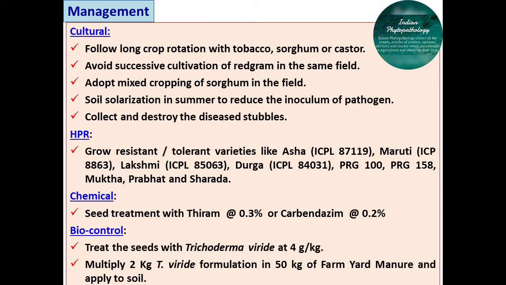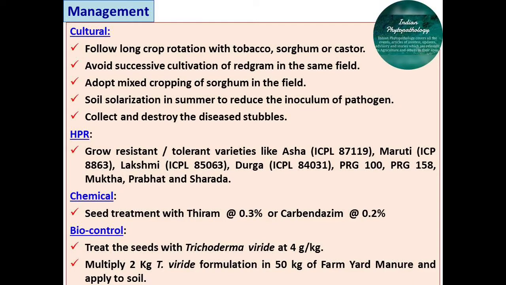And if you want to control this disease by seed treatment, you can use Thiram or carbendazim at the rate of 3 to 4 gram per kg of seed. Similarly, this Fusarium wilt can also be controlled by the application of Trichoderma viride. Trichoderma viride is a biological control agent which is found effective against this Fusarium wilt.